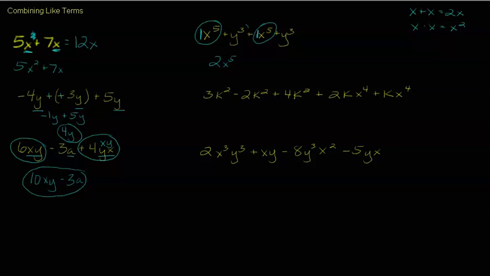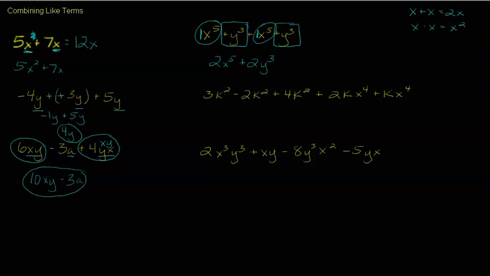Now we have a y. Let's put a square around this. We have 1y to the 3rd plus 1y to the 3rd. That's going to be 2y to the 3rd. And again, we can't put these together because this is x to the 5th, and this is a y to the 3rd. Now this one, we got a lot going on here. So let's find the things that are alike.